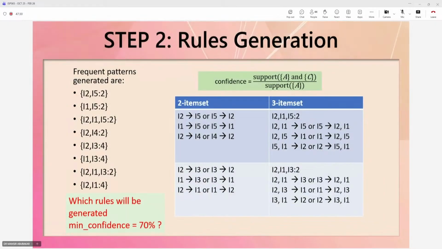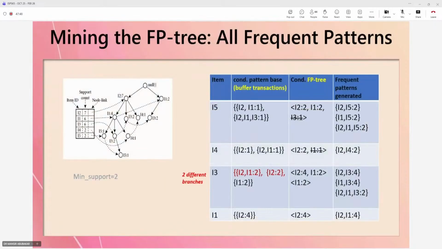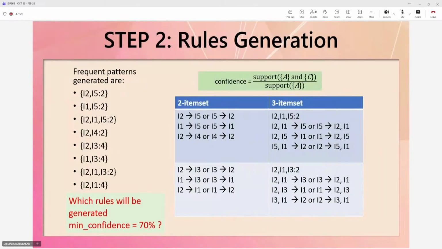So now, since we have that, the next step of the algorithm is to generate rules, as we did in the Apriori. So now step 2 is rules generation. Once the FP-growth or FP-tree has been generated and you have mined the frequent patterns, we have them here. These are the frequent patterns that are appearing in the data set. So now the next step is to generate the rules, because this is the target.